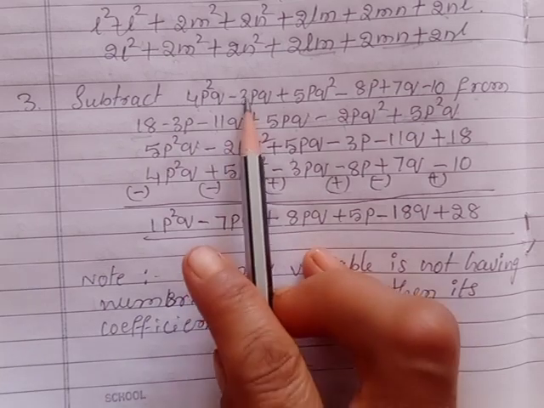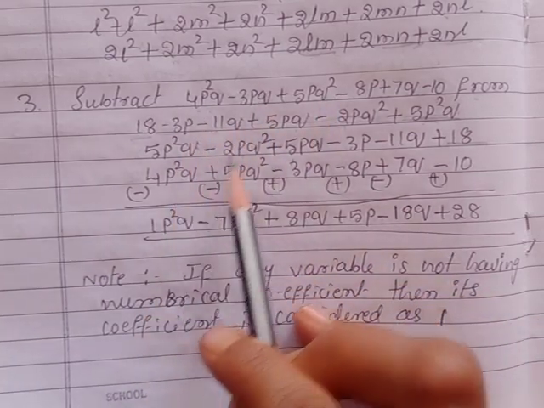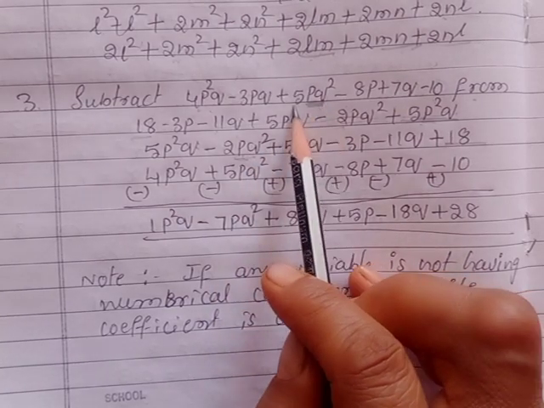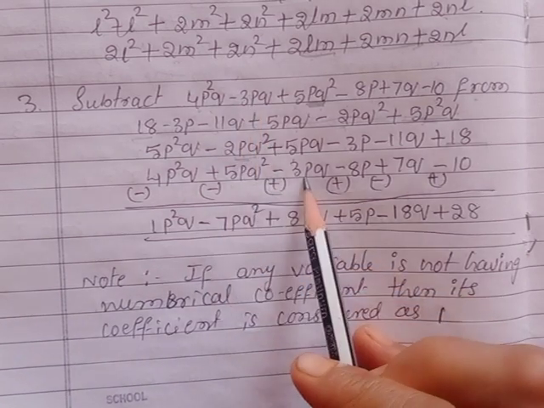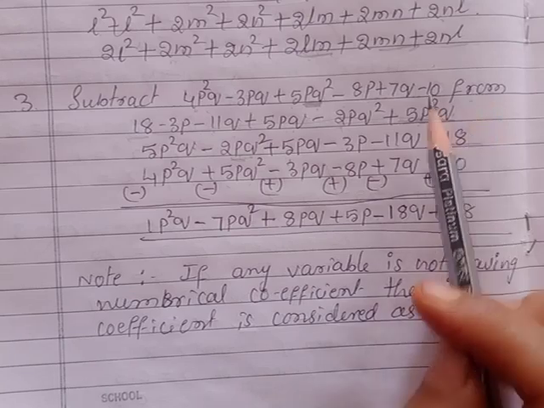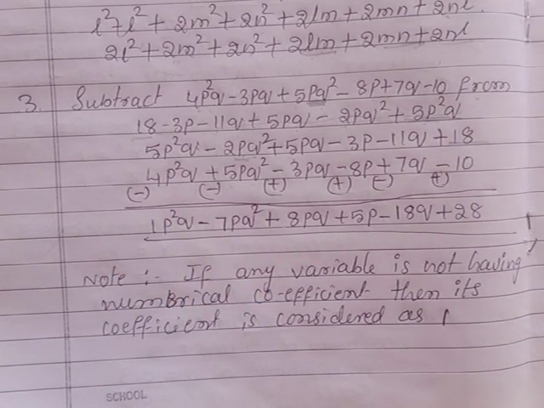Now this expression you arrange one below the other. 4p square q. The next term is pq square. Where is pq square here? Plus 5pq square is there. Again minus 3pq you should write. Minus 8p plus 7q minus 10. So like terms we have written one below the other.